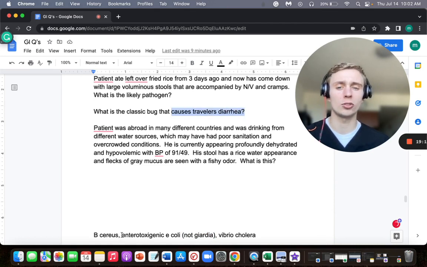And that's going to be enterotoxigenic E. coli. And also remember, enterotoxigenic E. coli is different from enterohemorrhagic. Remember, enterohemorrhagic is an invasive, whereas enterotoxigenic is a non-invasive. So this traveler's diarrhea is non-invasive, and that's enterotoxigenic E. coli. And classically, we should get this one, hypovolemic, rice water appearance, gray flecks of mucus, and a fishy odor. That's Vibrio cholerae. So important to know cholera.